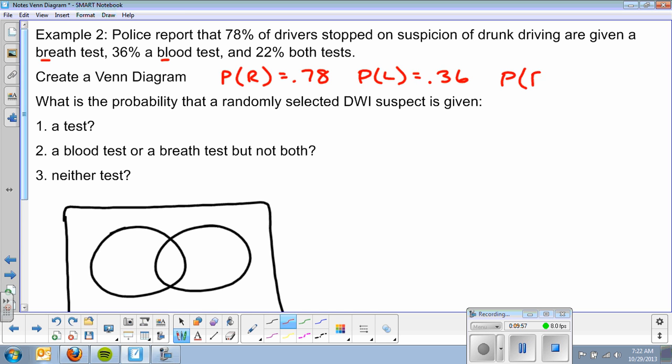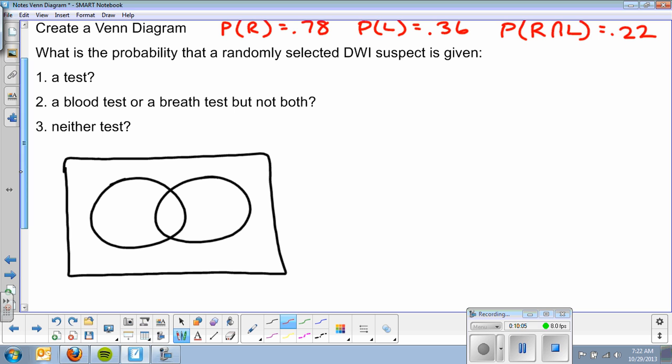And the probability of a breath test and blood test is 0.22. Okay, and as you can start to see, the symbols get a little bit confusing, which is why I really like the Venn diagram. So we've got total R is 0.78, breath test. We've got total L for blood test is 0.36, and the overlap is 0.22.